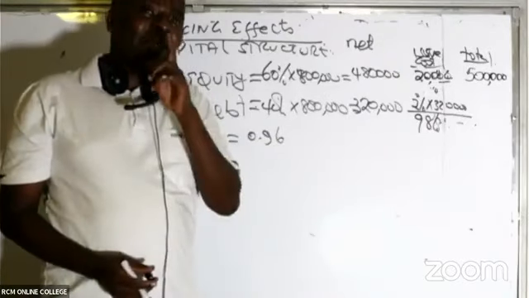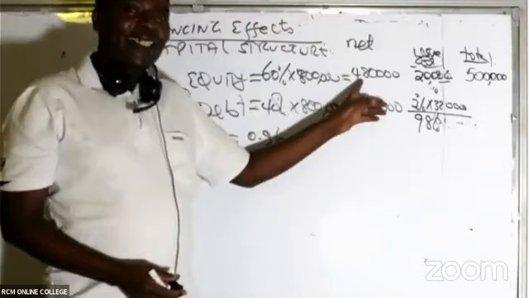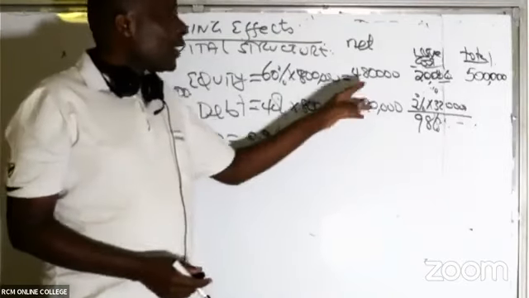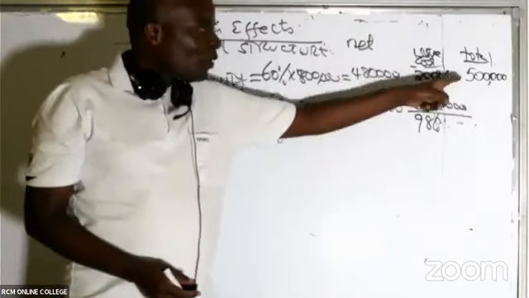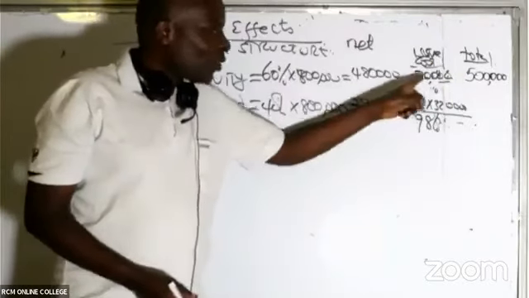But you can't take 4% of this 480,000. That would be very wrong. If you take 4% of 480,000, you can't get it. But if you take 4% of 500,000, you will get this 20,000.